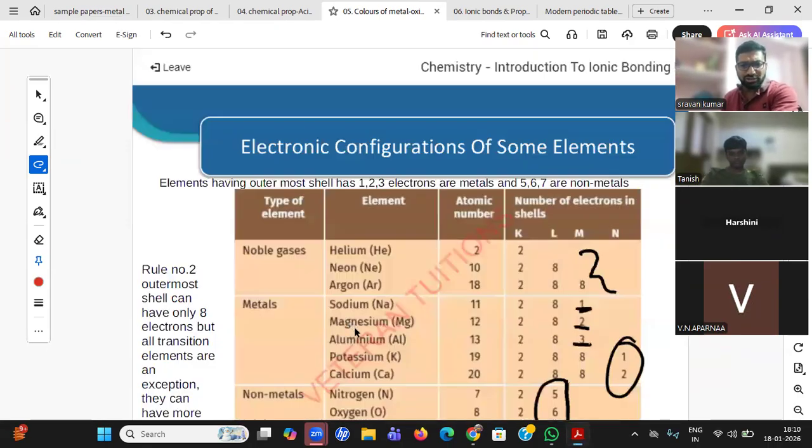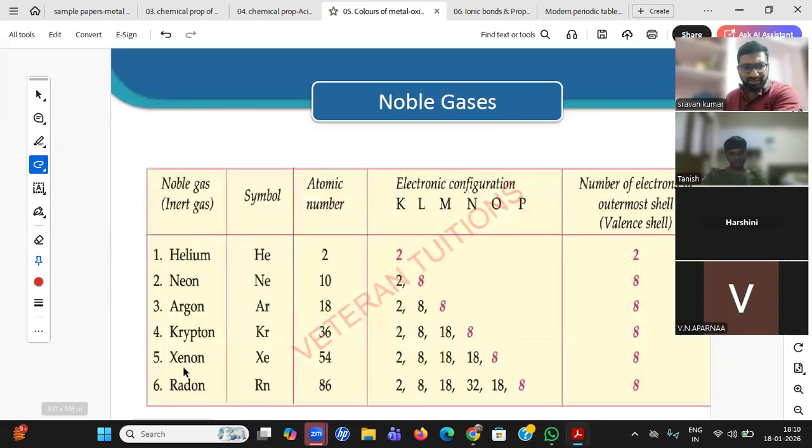No, only outermost. You see, like that, xenon is there. It's 54. 2, comma 8, comma 18 are there in M. 18 are there in N. 8 in O. Okay, only the outermost should not be more than 8.